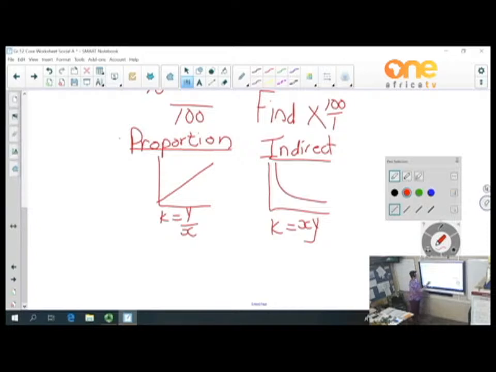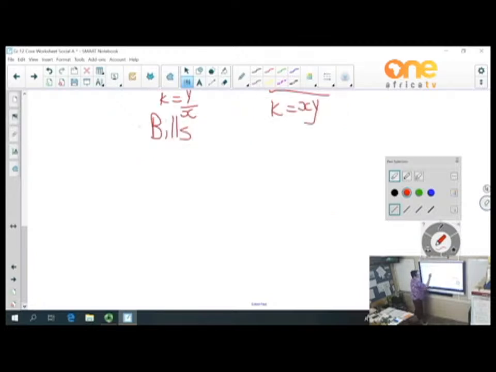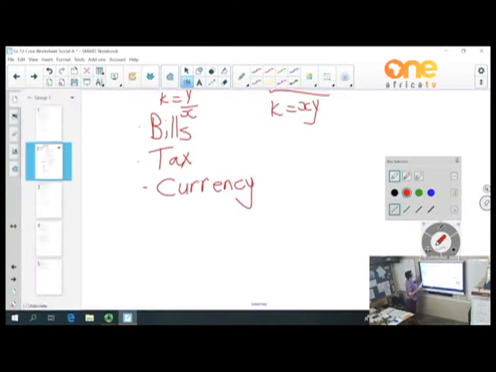So proportion, then bills. They can ask you questions on tax and bills. And then the percentage, then currency, converting it into certain currencies. And that you will also do with missing terms. So let's look at the worksheet.